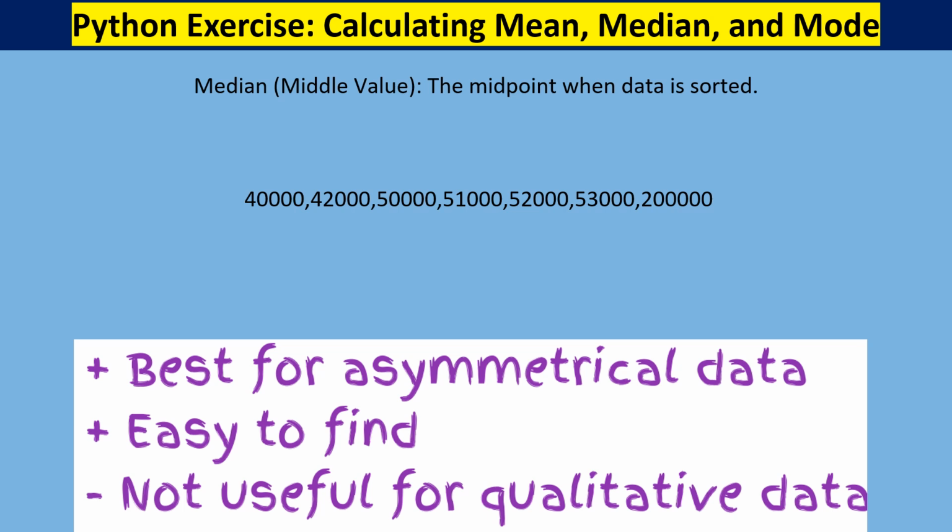Median is the midpoint value when data is sorted. Since the data has 7 values, the median is the fourth value when sorted. So 51,000 is the median, which is more robust to outliers than the mean. The median is useful when there are extreme values, outliers that distort the mean.